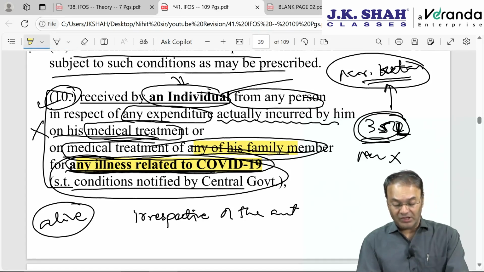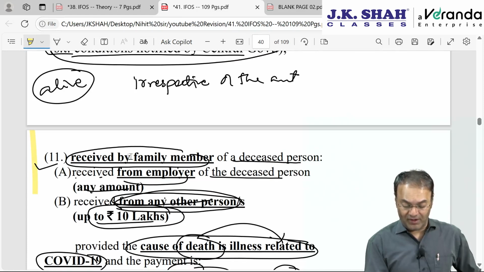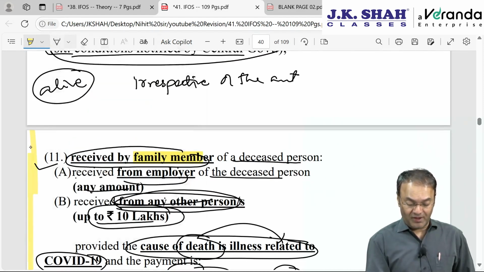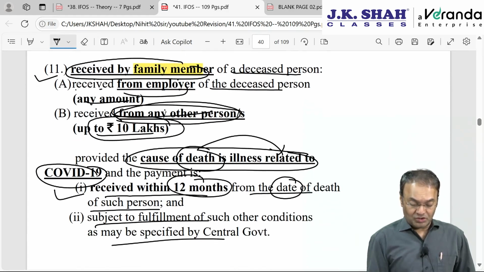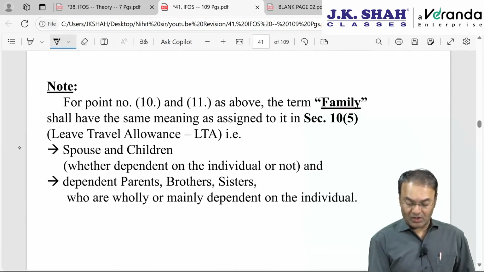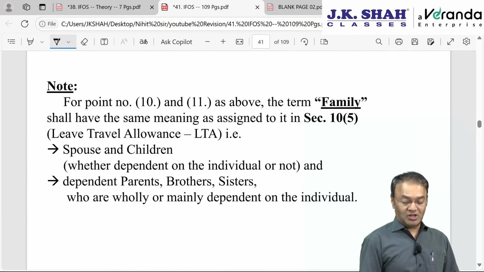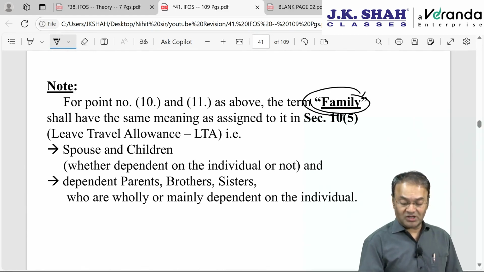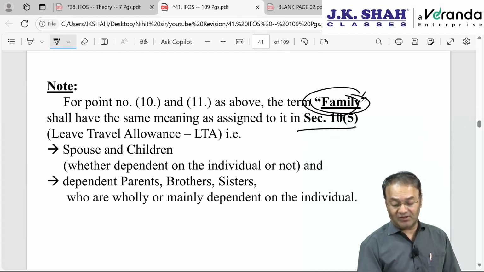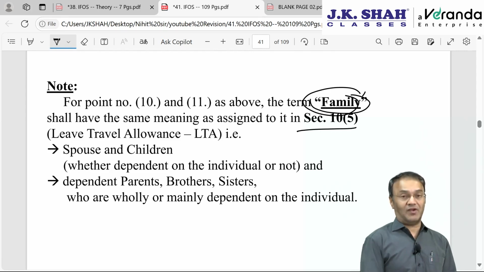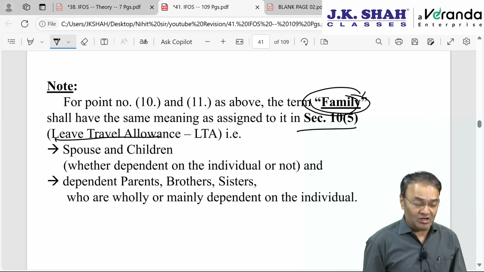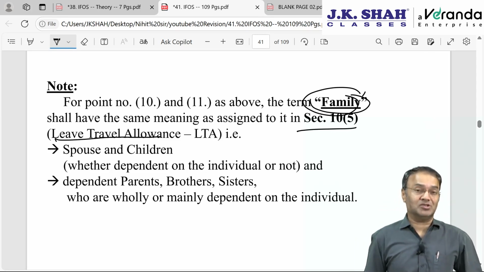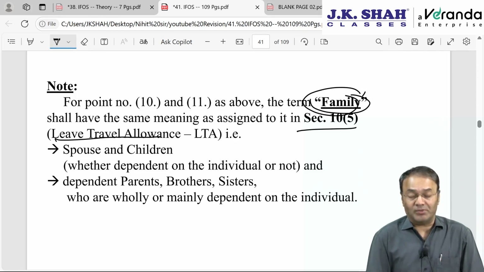Family. And in point number 12 we are also using the word family, receipt by family member. So what will come under family, and what will not? I have already explained that to you. It says family means the word family shall have the same meaning which is given in section 10 clause 5, leave travel allowance, where, if you recollect, the assessee, his spouse and a maximum of 2 children can travel anywhere in the country, and whatever the travel expenditure, the government will give fixed compensation.